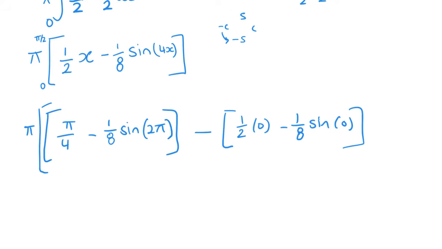So this is a quarter pi. Minus a quarter pi. No. Sine of 2 pi is 0, thank you. So this is just a quarter pi, brilliant. Minus 0, and then what is sine of 0? 1. So this has become minus an eighth. So now the answer is, what is it then?